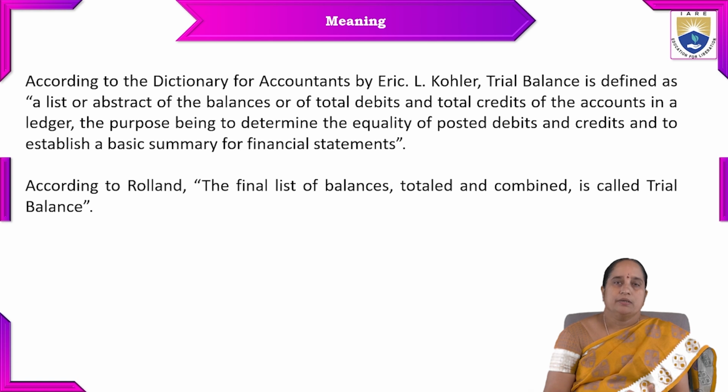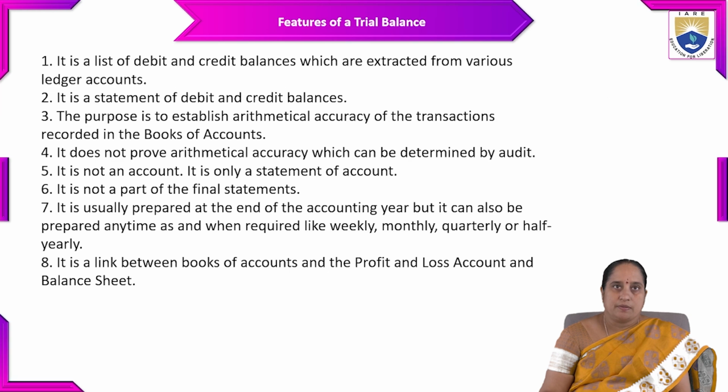According to Ronald, the final list of balances totaled and combined is called the trial balance. Coming to the features of a trial balance, it is a list of debit and credit balances extracted from various ledger accounts. Whatever data we furnish in the trial balance should be extracted from ledger accounts. It is a statement of debit and credit balances, so it includes only two things: debit balance and credit balance. Third, the purpose is to establish the arithmetical accuracy of the transactions recorded in the books of accounts.